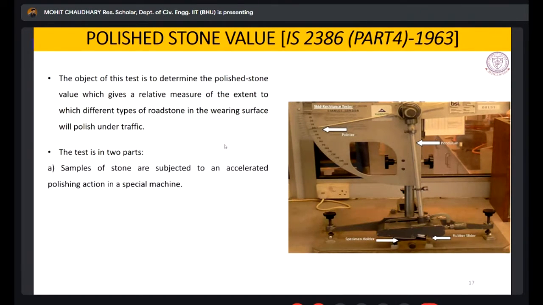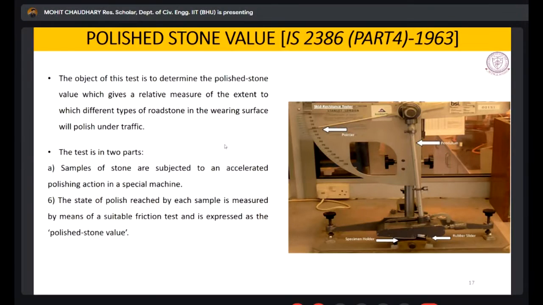After polishing it with the accelerated polishing machine, we also check the friction of the aggregate. So this test tells you, suppose our aggregate is polished up to this extent, what will be its coefficient of friction? It will help in wisely or judiciously choosing the aggregates while using them in the pavement in terms of the polishing action.